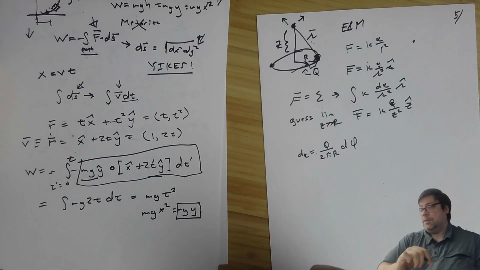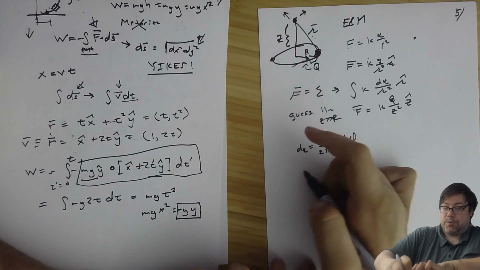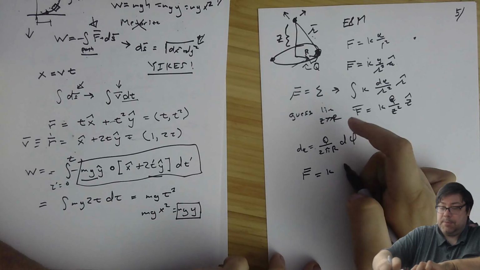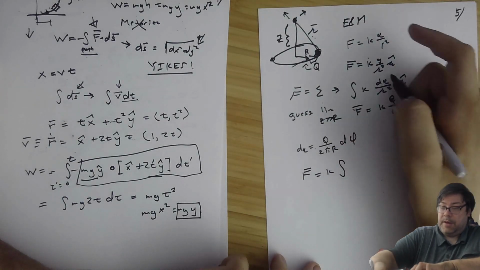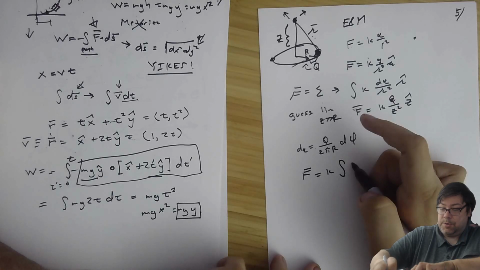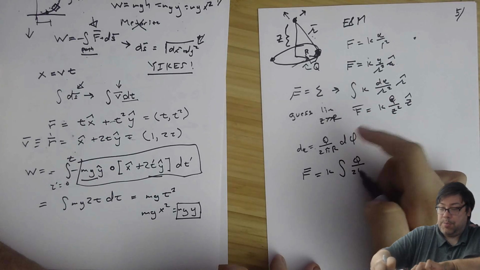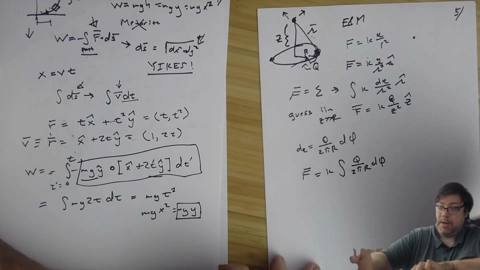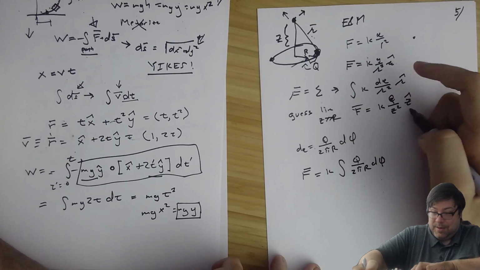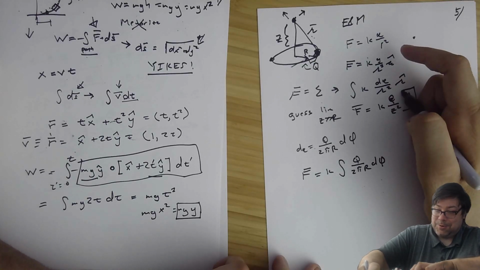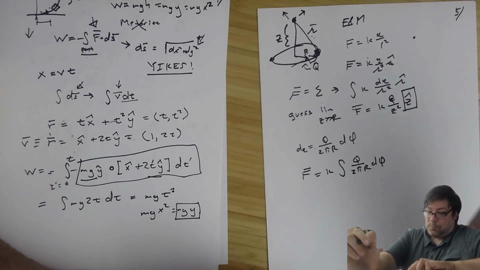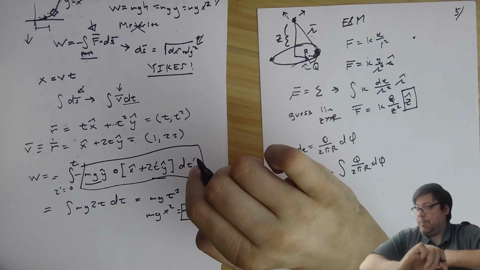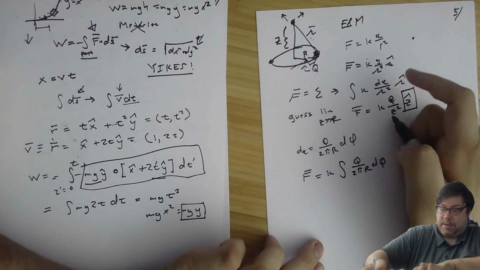As we do this, now we can actually start to write our integral. So our total force is going to be k times the integral of, and I'm doing this part, dq is just Q over 2 pi r d phi. But this seemingly innocuous little guy is going to be the most difficult. So first let's think about the distance.